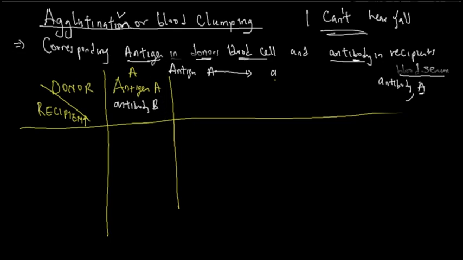Exactly. Okay. So what if I have blood group B? What is the antigen in blood group B? It will be antigen B. Please class, what will be the antibody? Antibody A. Thank you. Okay.